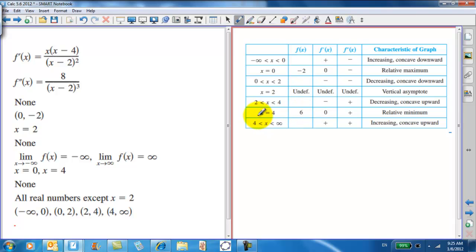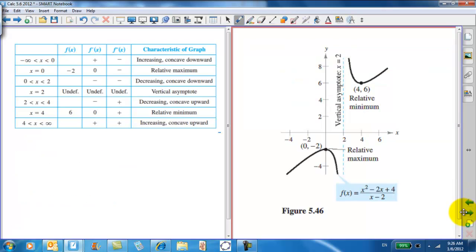Over here at x equals 4, when you put 4 into the original function, the derivative is 0. The second derivative, you put 4 in here, is positive. So the second derivative being positive means the function's concave up. Concave up, so you must have a relative min. That's the second derivative test. You could also look at the first derivative on either side to see that it goes from negative to positive, which means the function goes from decreasing to increasing. That makes a relative min.